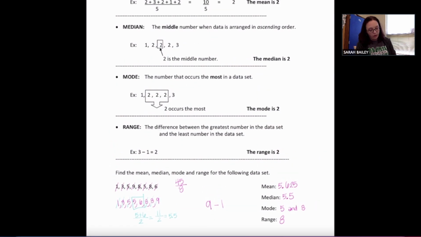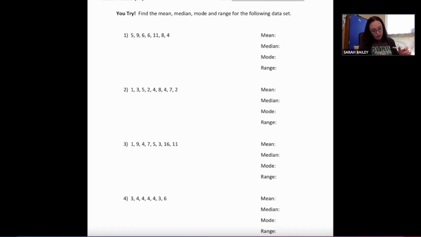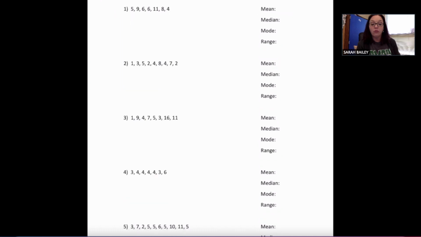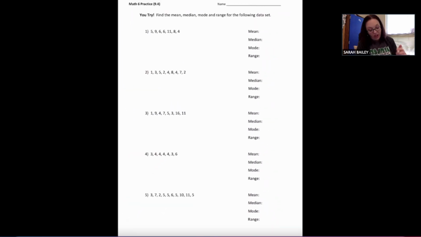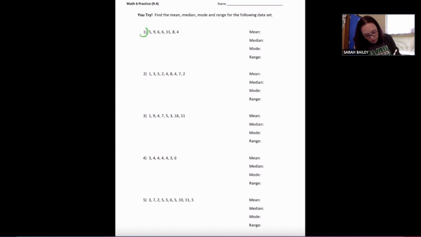All right, so let's go to our next page. I'm actually going to have you try these 5 problems right now on your own. So just do problems 1 through 5. You can 100% use the calculator to help you with the mean. But when you're doing your median, I need to see the work. So I should see where you've put the data in order. So pause the video, do 1 through 5 now.